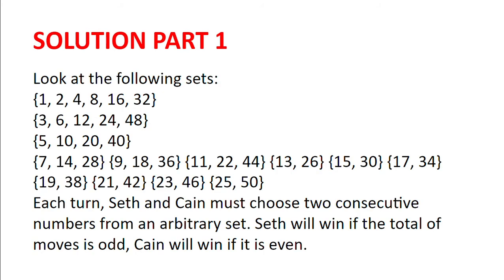Solution. Look at the following sets: 1, 2, 4, 8, 16, 32, 3, 6, 12, 24, 48, 5, 10, 20, 40, 7, 14, 28, all the way to 25, 50. Each turn, Seth and Kane must choose two consecutive numbers from an arbitrary set. Now Seth will win if the total number of moves is odd, and Kane will win if the total number of moves is even.